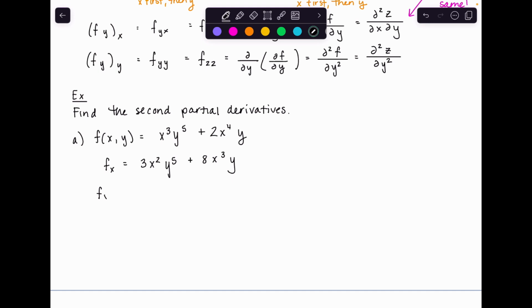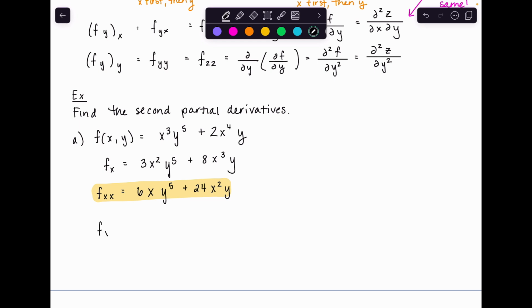Now I can differentiate this with respect to x again. And so same process, I'm just differentiating x squared. That derivative is 2x. The 3 and the y to the 5th stay attached. So this gives me 6x times y to the 5th. Derivative of x cubed, the 3 comes down, so it would be 24. Decrease the power by 1. That gives me 24x squared y.